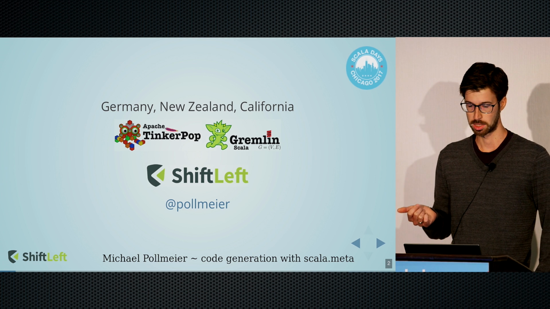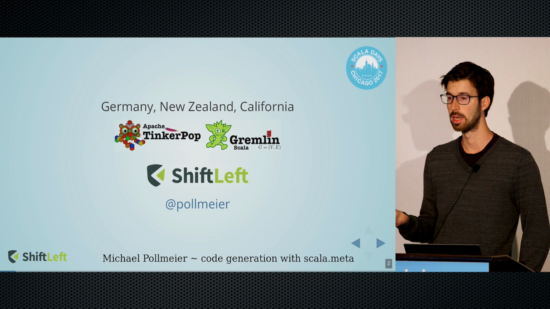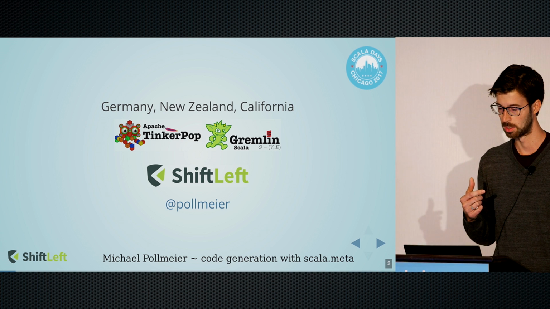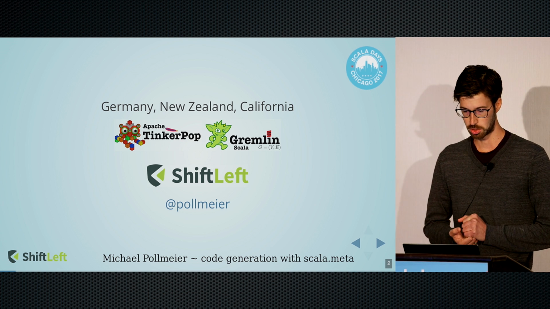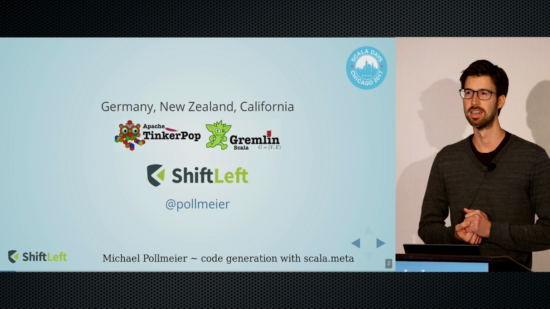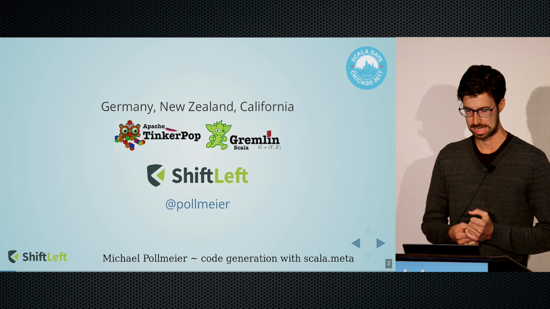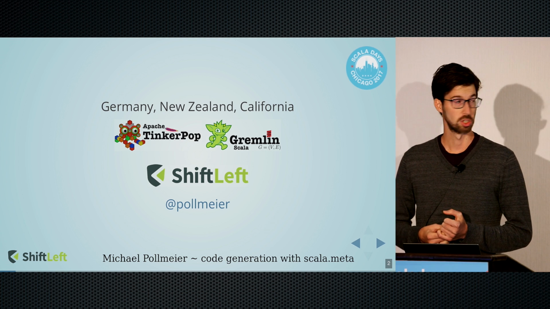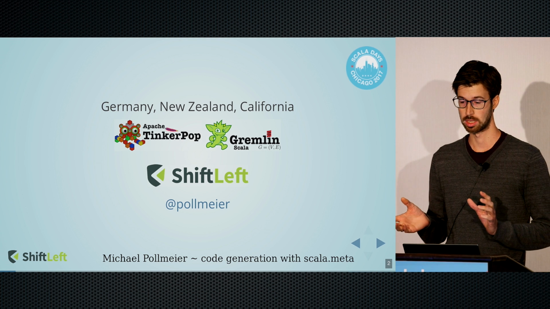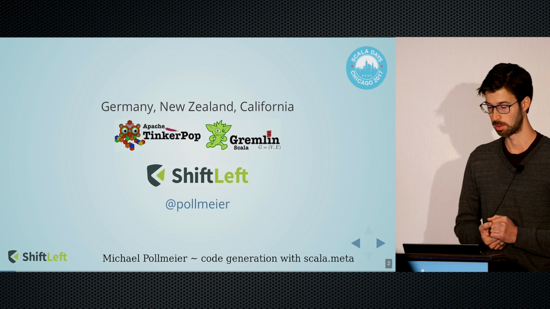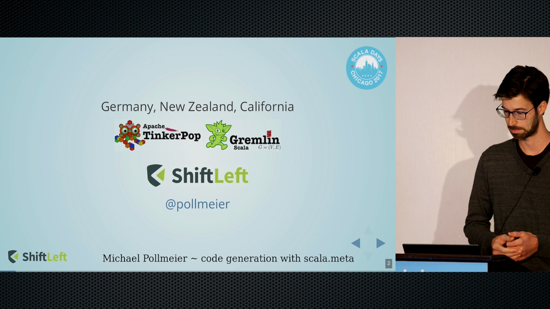And I'm the author and maintainer of Gremlin Scala, which wraps TinkerPop and uses the power of Scala's type system to let you write safe traversals. I heard that a few people here at the conference are using it, and they weren't grumpy or angry at me or anything, so that's always a good sign. The company I work for is called Shift Left. We do static code analysis using graph databases. So we look for vulnerabilities, things like SQL injection and buffer overflows and stuff like that.